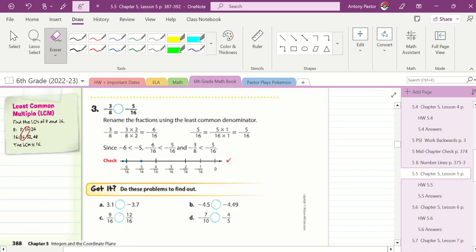would be bigger. So they show you here, rename the fractions using the least common denominator. We multiplied by 2 to make it 6/16, comparing to negative 5/16. Since negative 6 is less than negative 5, then negative 5/16 is greater than negative 3/8, which is our original problem. So we do that. All right, and let's do our got it's.